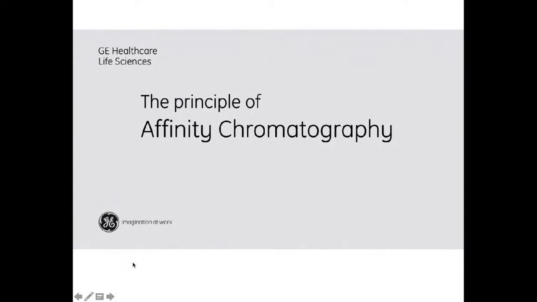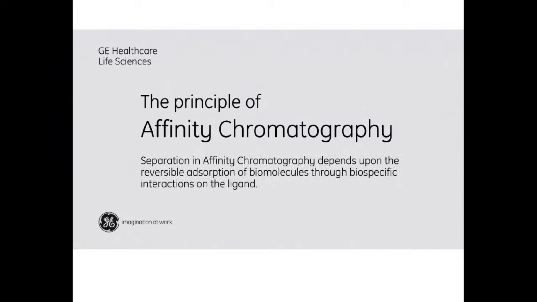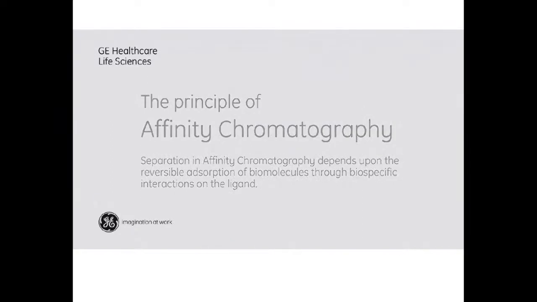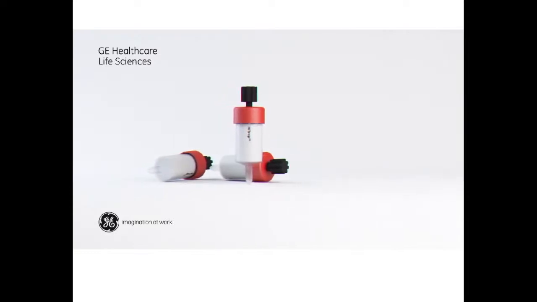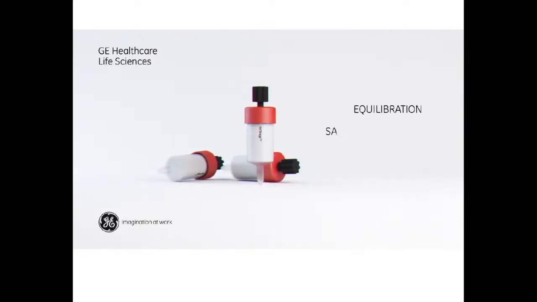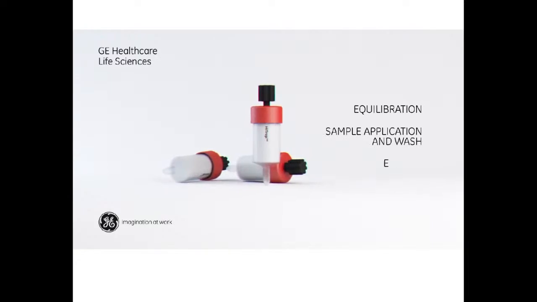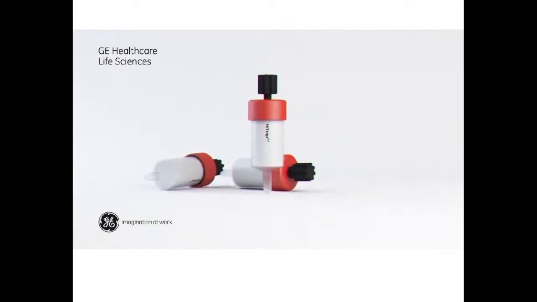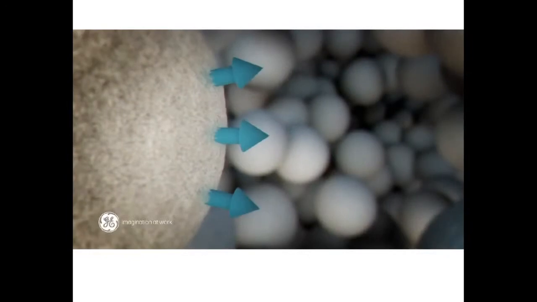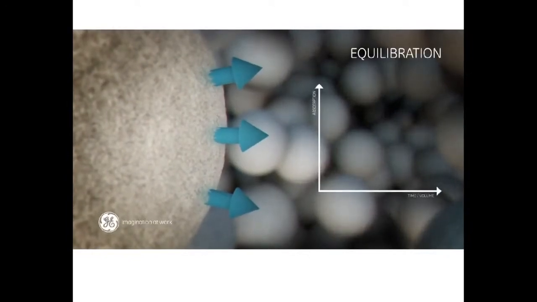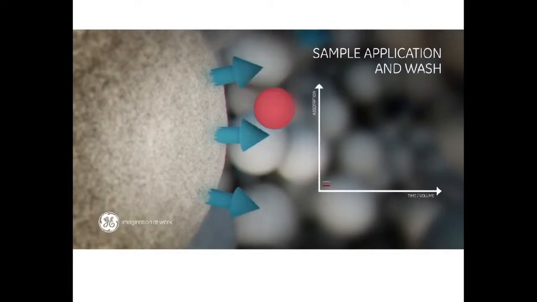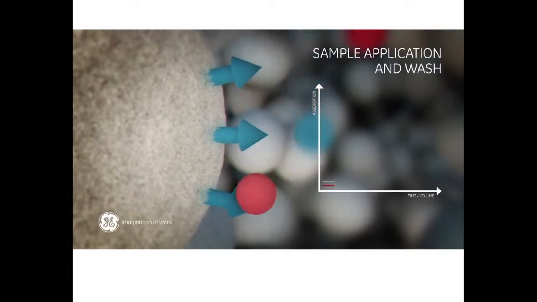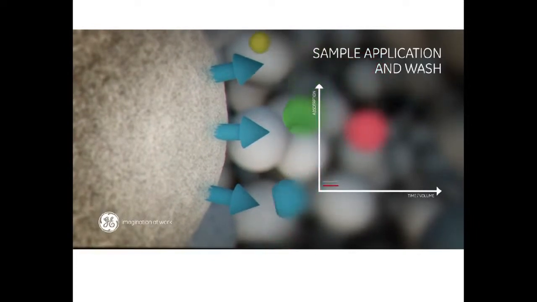Separation in affinity chromatography depends upon the reversible adsorption of biomolecules through biospecific interactions on the ligand. Most affinity chromatography experiments are performed in three main stages: equilibration, sample application and wash, and elution. The first step is the equilibration of the stationary phase to the desired start conditions. The second step is sample application and wash. The goal in this step is to bind the target molecules and wash out all unbound material.